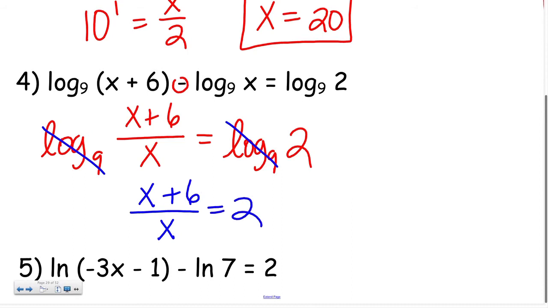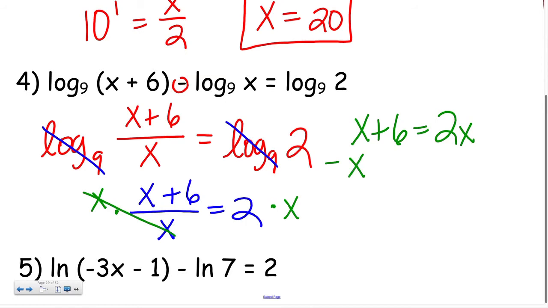So now I'm going to get x out of the bottom. I'm going to multiply just to get rid of that fraction. So x plus 6 equals 2x. I'm going to move x over. And x is equal to 6.